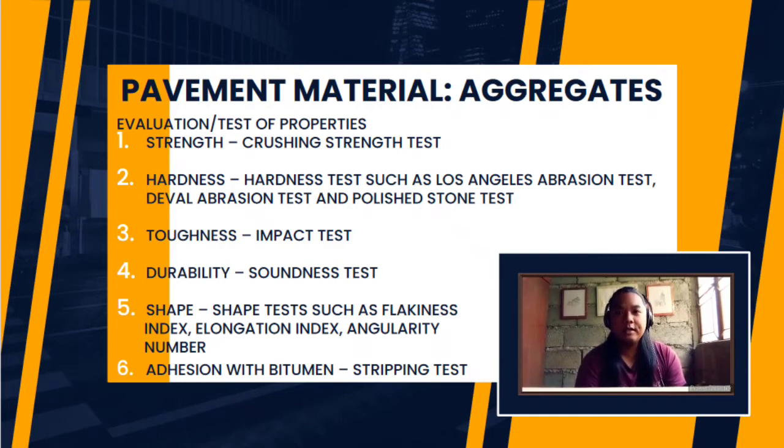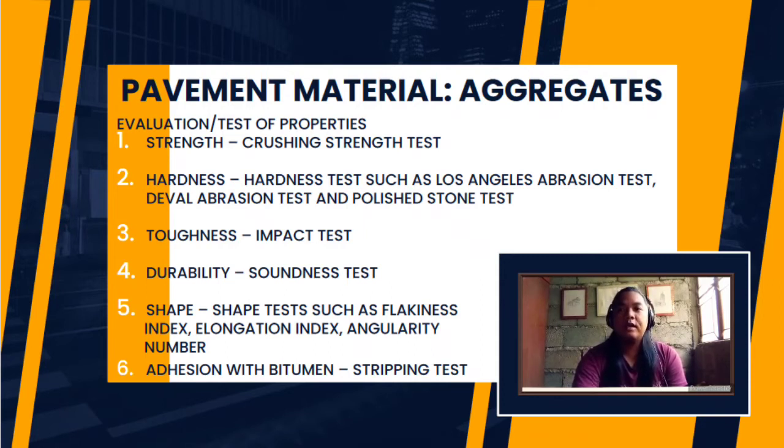Pangatlo, para sa toughness. For toughness, we conduct impact test. The safe aggregates should be dried in an oven and then filled in a cylindrical steel cup and tamped with 25 strokes by tamping rod. Pang-apat, para sa durability, we conduct soundness test. Soundness test determines an aggregate's resistance to disintegration by weathering and, in particular, freeze-thaw cycles. Panglima, para sa ating shape test as flakiness index, elongation index, and angularity number.